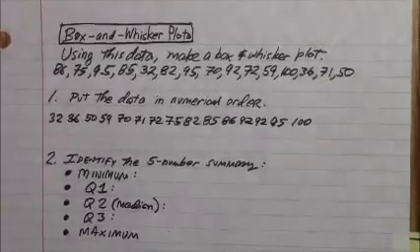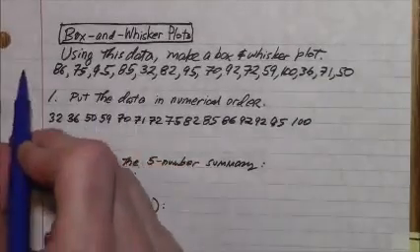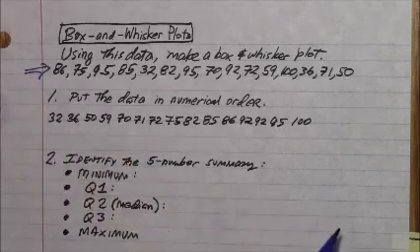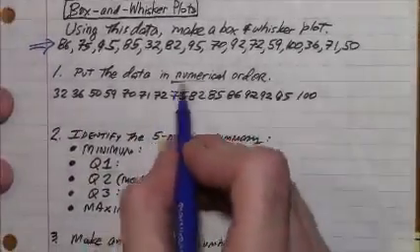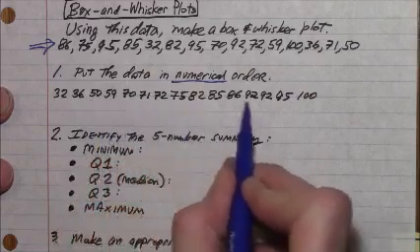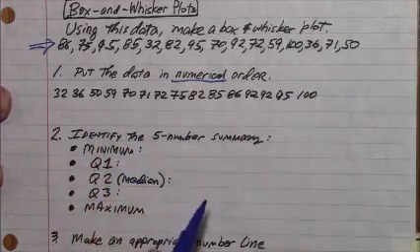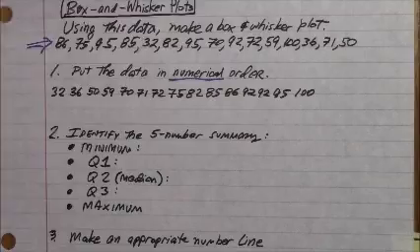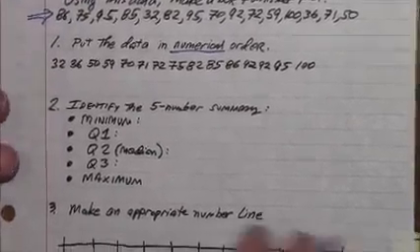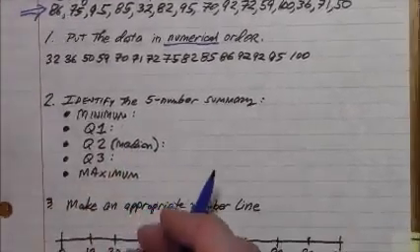We're going to make a box and whisker plot using this data here. The first step is to put the data in numerical order. And that's what I did here. I set up all of these numbers, and we're now going to identify the 5-number summary. That will enable us to have the parts that we need in order to set up the box and the whiskers.